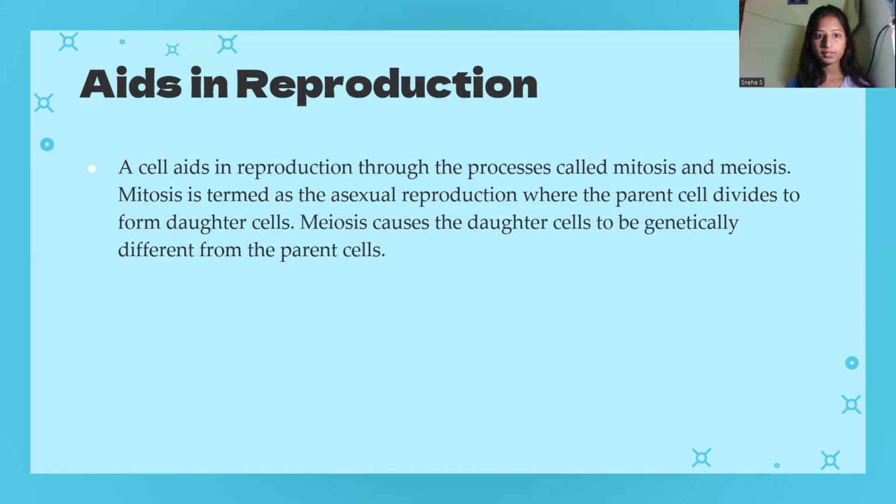And now let us see how actually it happens. In a cell, there are two processes called mitosis and meiosis. Mitosis is termed asexual reproduction, where the parent cell divides into daughter cells, and meiosis causes the daughter cells to be genetically different from the parent cells.